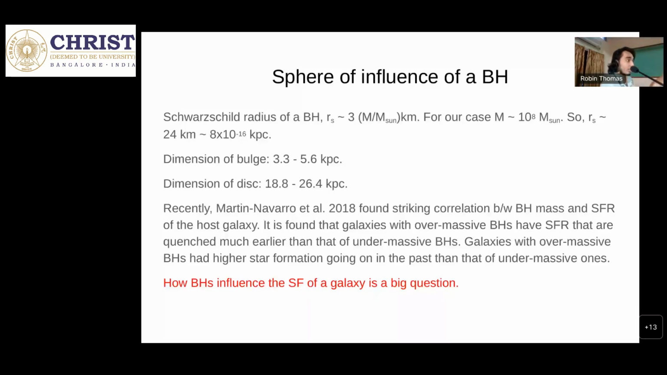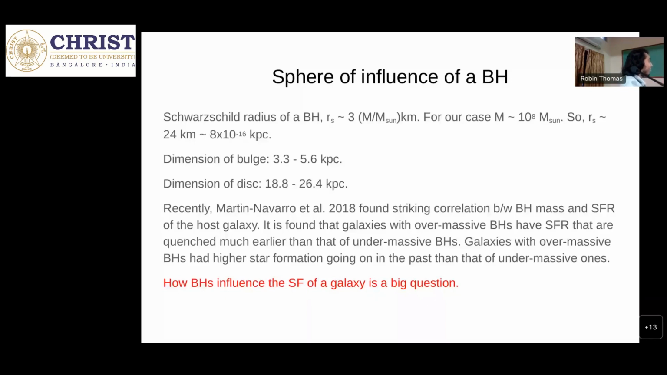Now, how black holes can affect the star formation of a galaxy, we don't know anything about that. At least I don't know. The Schwarzschild radius of a black hole is very small, like 3 times the mass divided by the solar mass, in kilometers. For our case, the black hole mass is of the order of 10 to the 8. So you get a Schwarzschild radius of 24 kilometers for our galaxy, which is 10 to the minus 16 kiloparsec. The dimension of the disk is 26.4 kpc. So it's huge. How it is affecting the star formation in the disk is a major question.